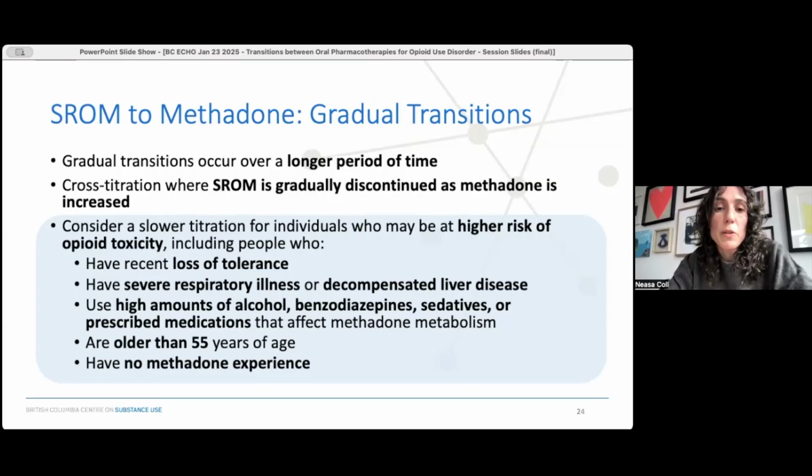In patients who have severe respiratory illness or decompensated liver disease, as well as patients who are using high amounts of alcohol, other types of sedatives or benzodiazepines, or prescribed medications that affect methadone metabolism, which is essentially medications that use the cytochrome P450 pathway in the liver. We also exercise caution in patients over the age of 55 and those with no methadone experience.